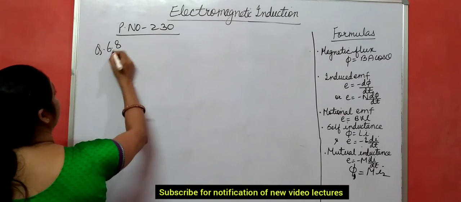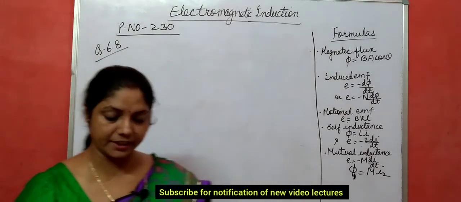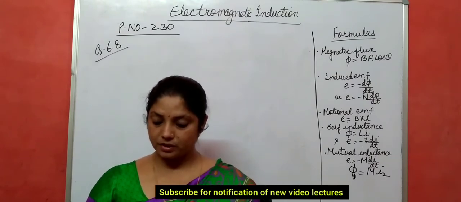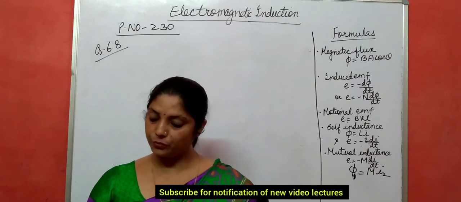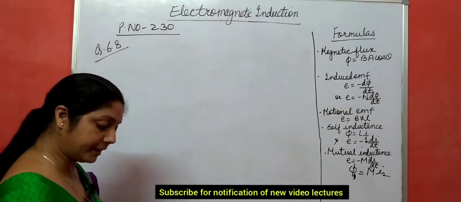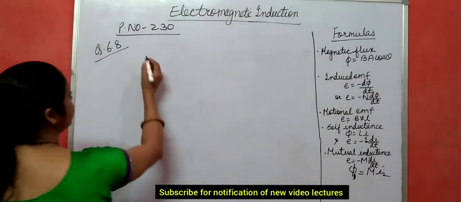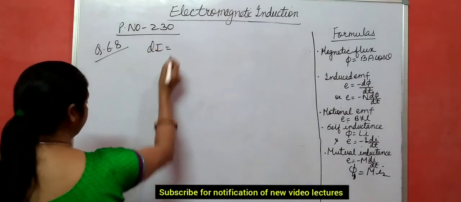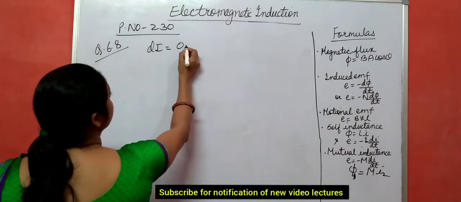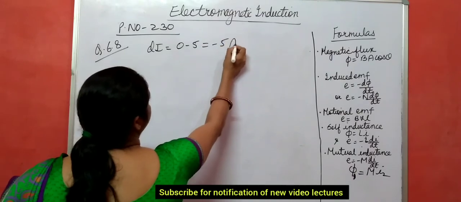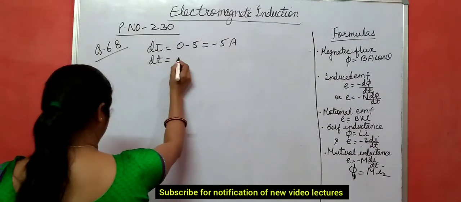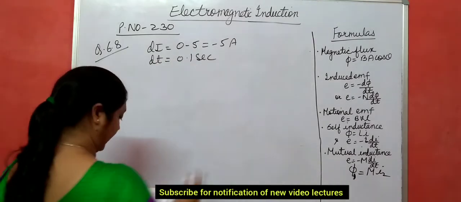Okay, question number 6.8. In this question it is given that current in a circuit falls from 5 ampere to 0 ampere in 0.1 second. Current falls. Initial current is 5 ampere and final current is 0 ampere. It means change in current is how much? Initial is 5, final is 0. It means 0 minus 5. This is minus 5 amperes change in current, right? In how much time? Time is also given, 0.1 second, right?